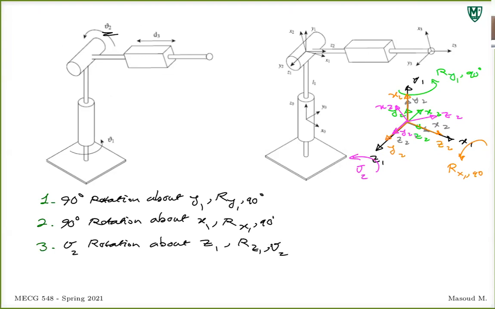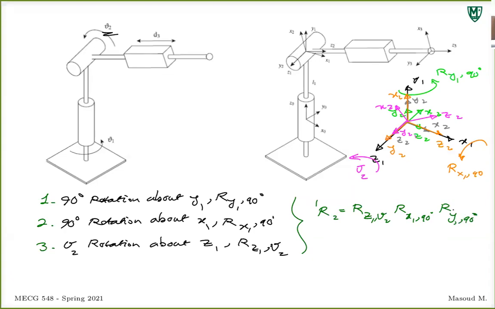And you can just write this now. Once you have all the rotations, there is no translation. The magenta color is basically the final position of your final frame. So you do the procedure. Remember, you start from the last one. So your rotation from 2 to 1, or the rotation that can give you the coordinates of frame 2 in frame 1, is, right, start from the last one. So R Z1 V2 multiplied by R X1 90 degrees multiplied by R Y1 90 degrees.